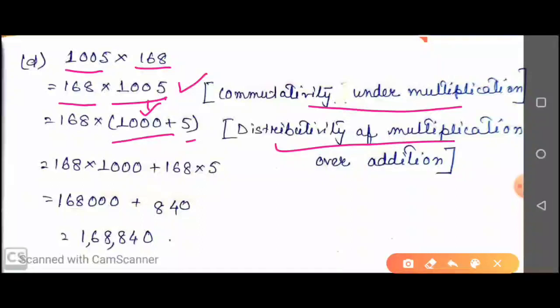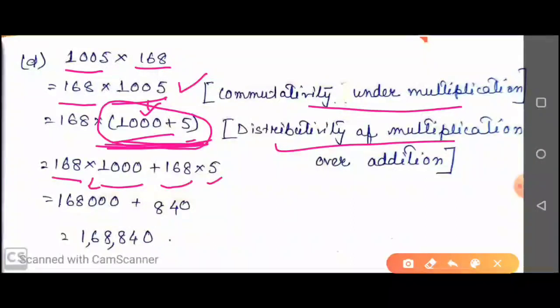We have broken 1005 like this because we need a number which contains 0. So this is 1000, and 1000 contains 0, so our calculation will be easier. Now we will write 168 into 1000 plus 168 into 5. So from here we will get 168,000 and 840. If we add these two, our answer will be 1,68,840. So this is question number D of question number 4.